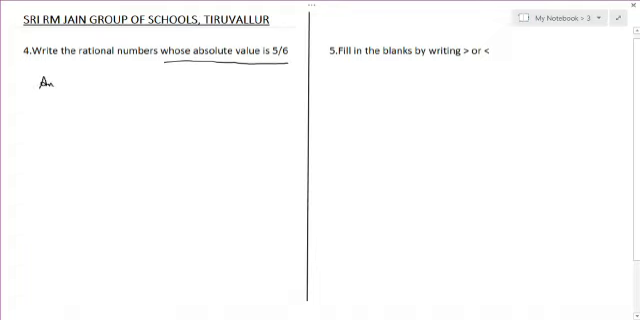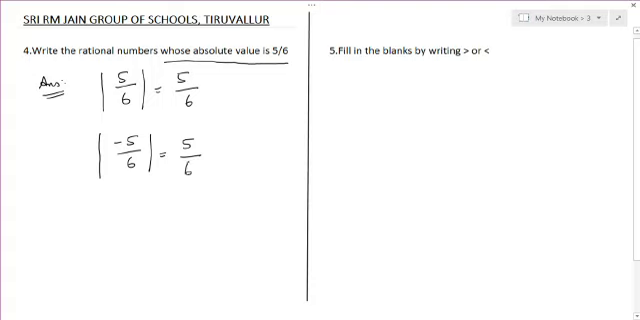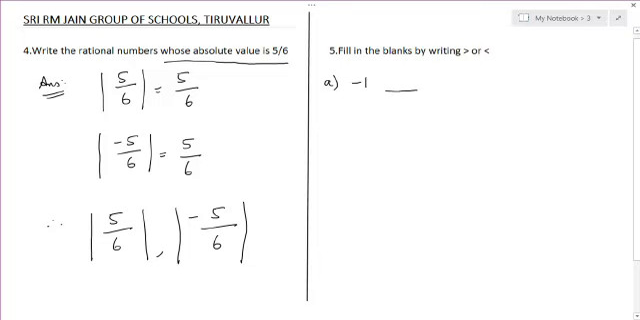You know that modulus of 5 by 6 is equal to 5 by 6 and also modulus of minus 5 by 6 is equal to 5 by 6. So therefore your answer is modulus of 5 by 6, modulus of minus 5 by 6. Next one, fill in the blanks by writing lesser than or greater than. Your first question is, you are going to compare minus 1 with minus 1 by 2.